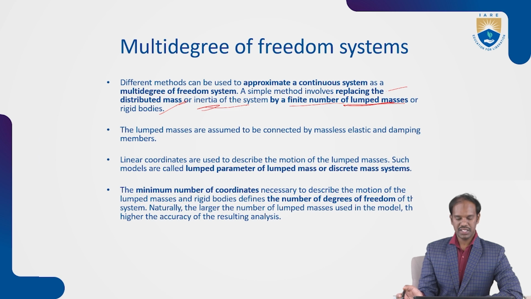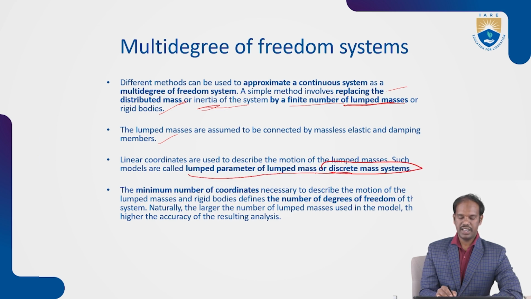So lumped masses are connected masses and a massless elasticity and damping system of the members, and linear coordinates will be used for describing the motion of these lumped masses. Such models are called lumped parameters or lumped masses, or discrete mass systems. Most simply, we can call it a DMS.